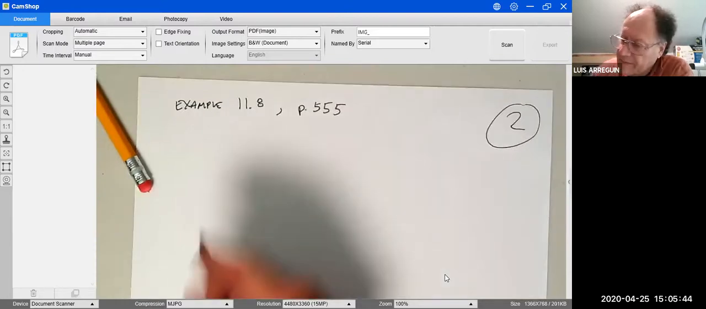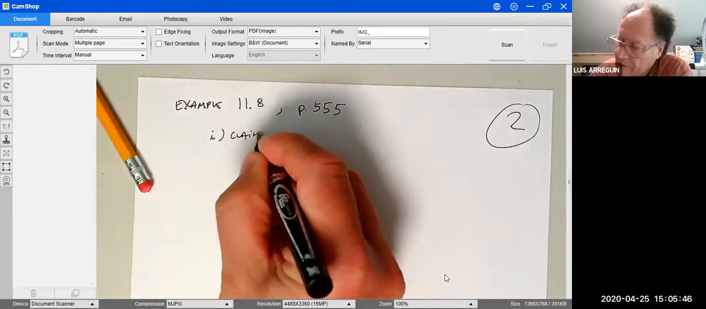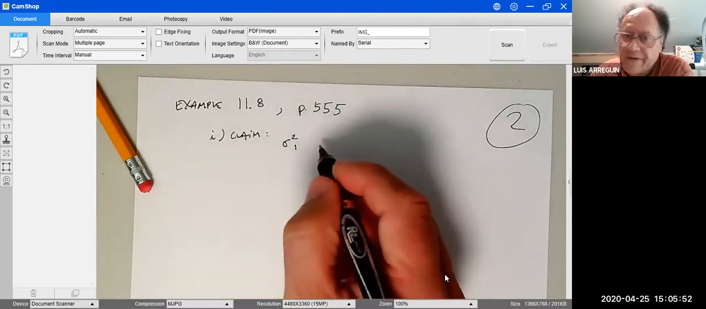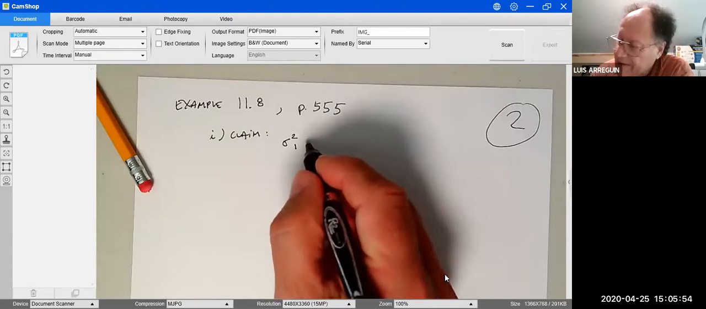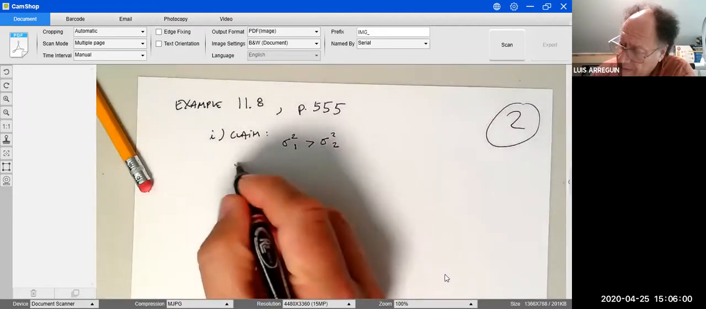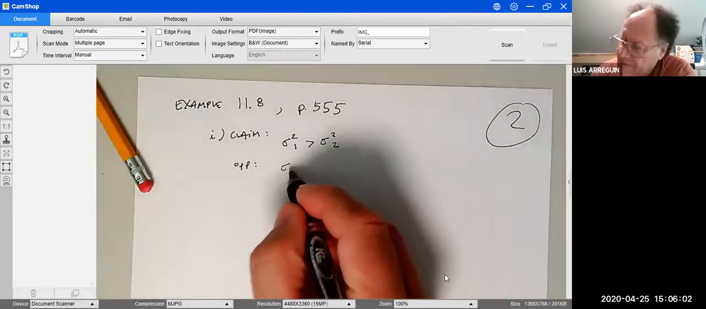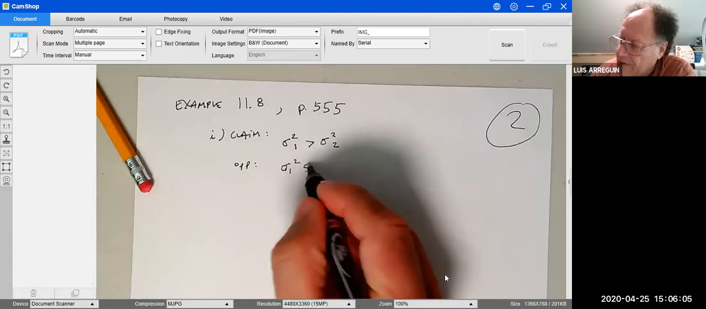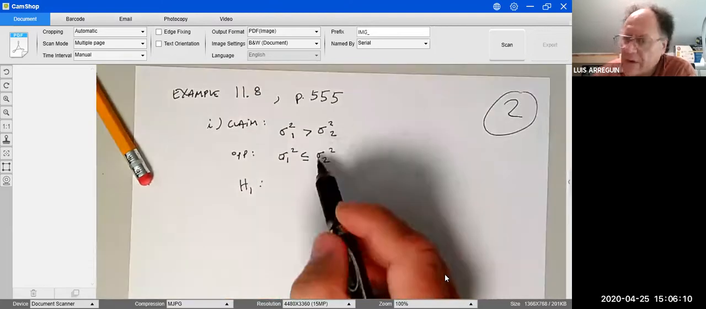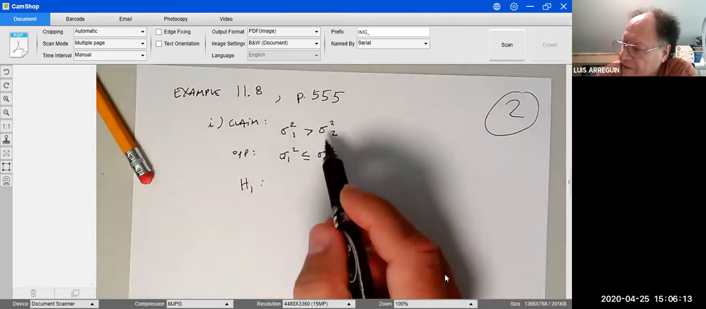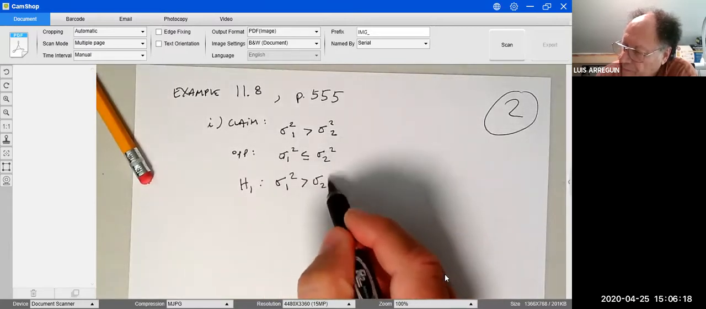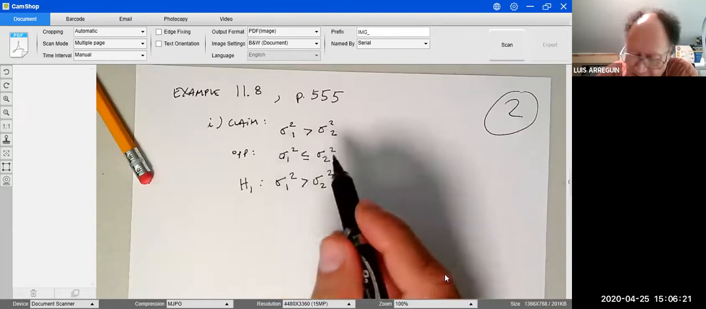So the claim that we are trying to prove is that the variance from the first sample is greater than the variance from the second sample. What is the opposite? The opposite is just the variance from the first sample is less than or equal to the variance from the second sample. Then the alternative is going to be the one of these two that doesn't contain the equal sign. So my alternative is going to be this one. The alternative is the same as the claim in this case.